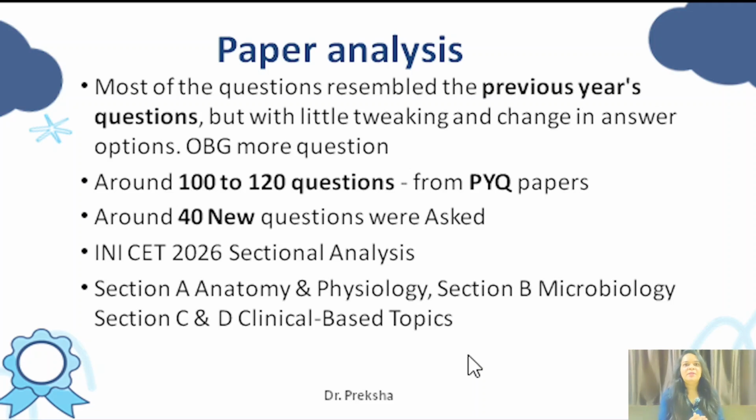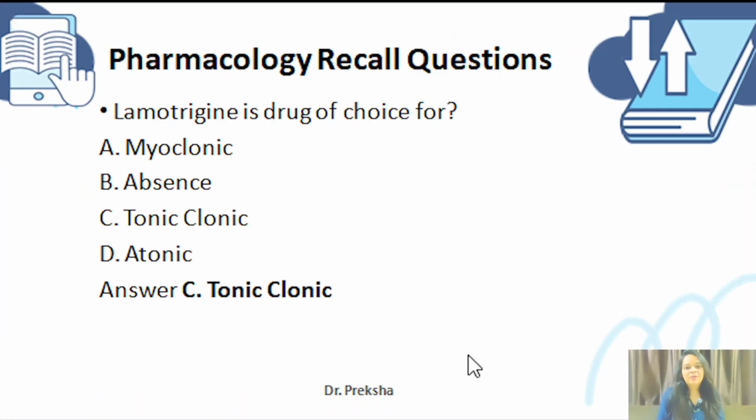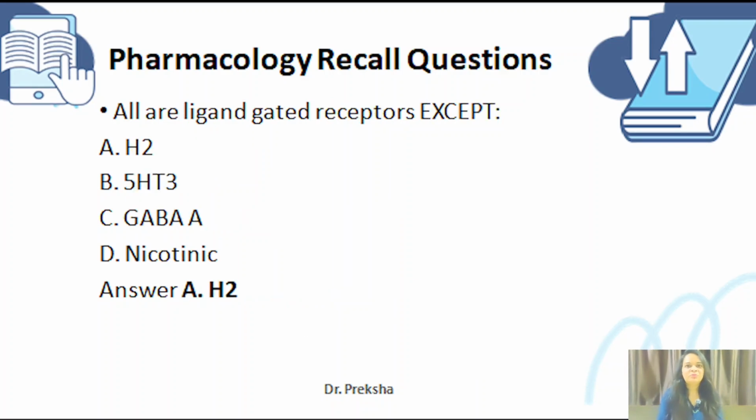Now let us begin pharmacology recall sessions, which were the questions asked in the INICET 2026. First question is, lamotrigine is a drug of choice for myoclonic, absence, tonic-clonic and atonic. So answer here is tonic-clonic. So very easy question. Let's move to the second question.